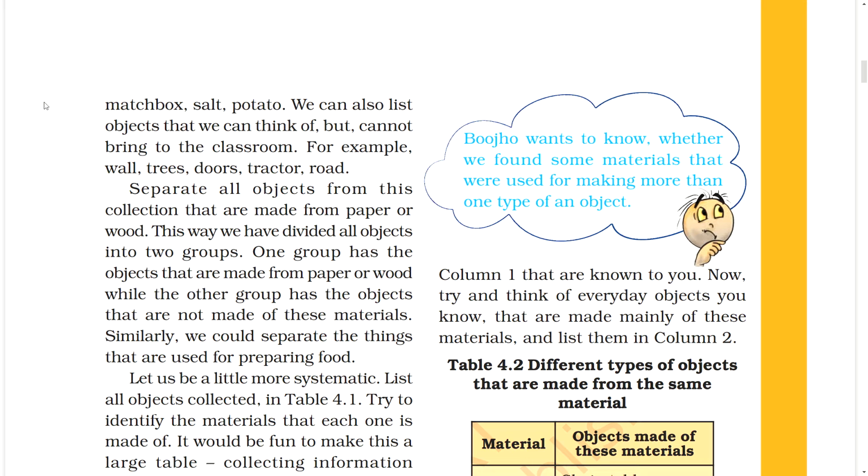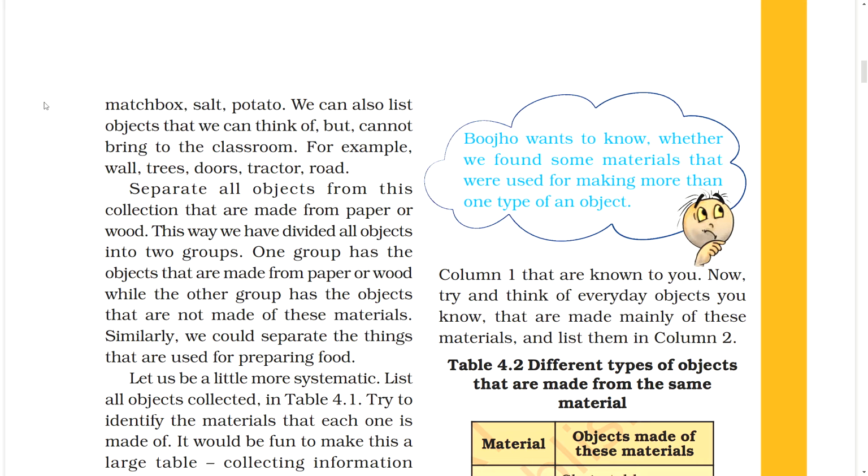Separate all objects from this collection that are made from paper or wood. This way we have divided all objects into two groups. One group has the objects that are made from paper or wood, while the other group has the objects that are not made of these materials. Similarly, we could separate the things that are used for preparing food.